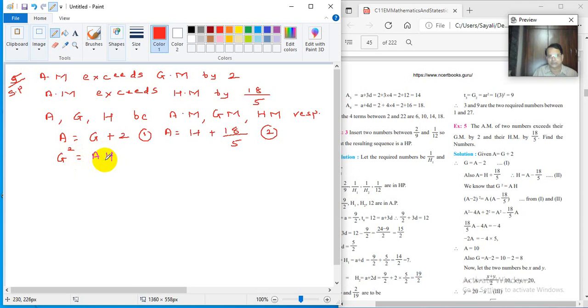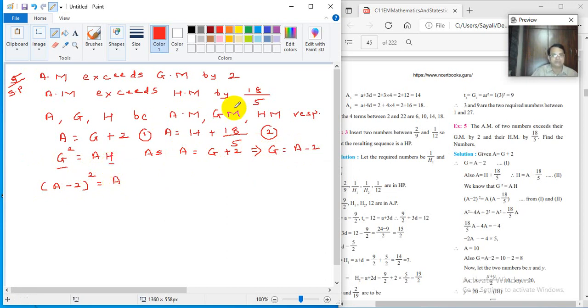G squared is ah. But now look here what you have written, a is equal to g plus 2. This is your result 1. So when a is equal to g plus 2, it implies g is equal to a minus 2. Okay, so this g square I can write as a minus 2 bracket square. Okay, so this is equal to a into h.